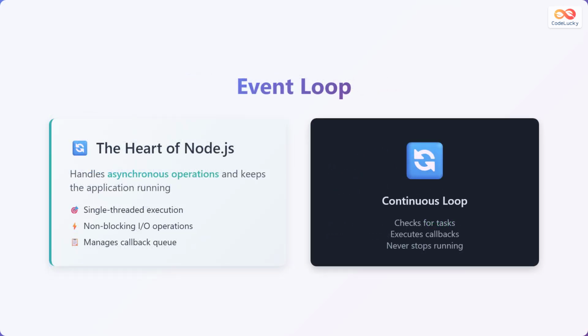Now let's explore the event loop, which is the heart of Node.js. The event loop handles asynchronous operations and keeps the application running smoothly. It's based on a single-threaded execution model, using non-blocking input or output operations, and manages the callback queue efficiently. It runs continuously, checking for tasks, executing callbacks, and ensuring the application never stops running.